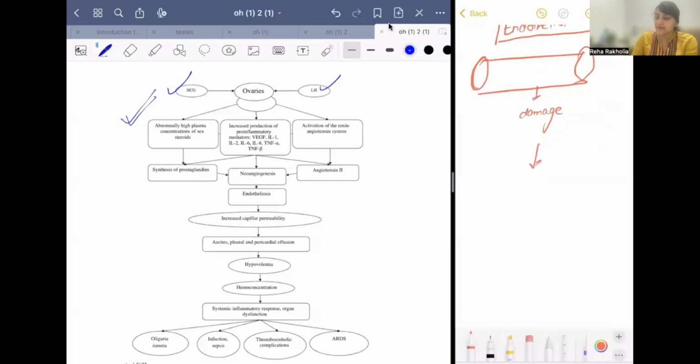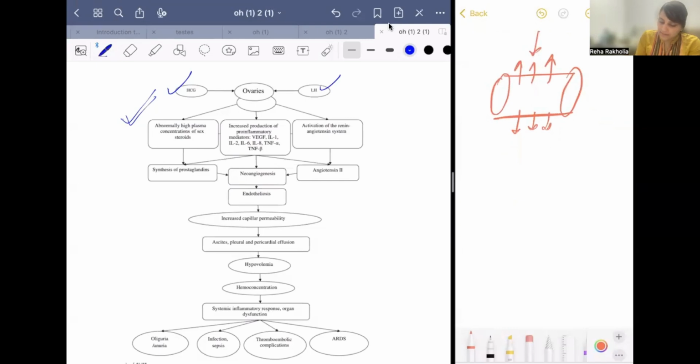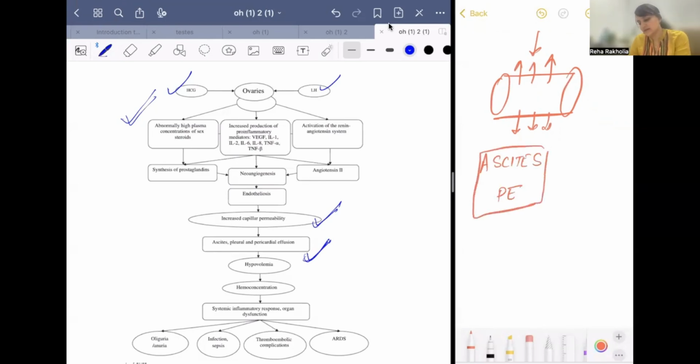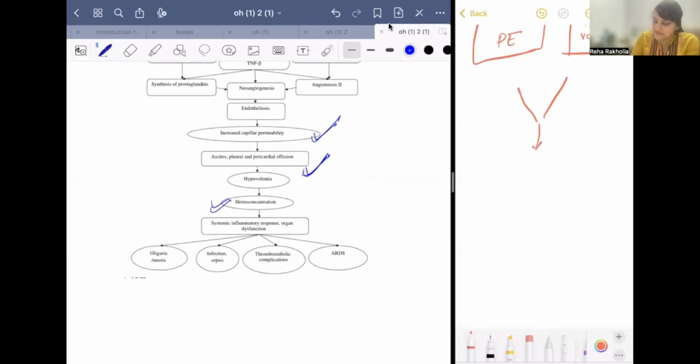Till here, understood? As a result, capillary permeability will increase, causing fluid leakage, which will cause ascites, pleural effusion, and hypovolemia, that is low blood volume. This will lead to blood thickening, that is hemoconcentration.